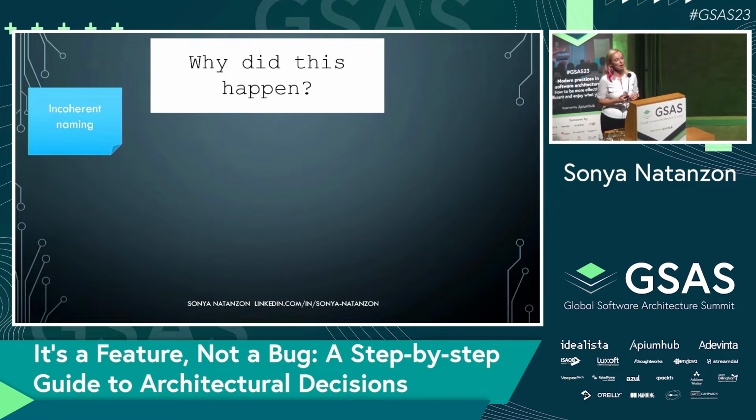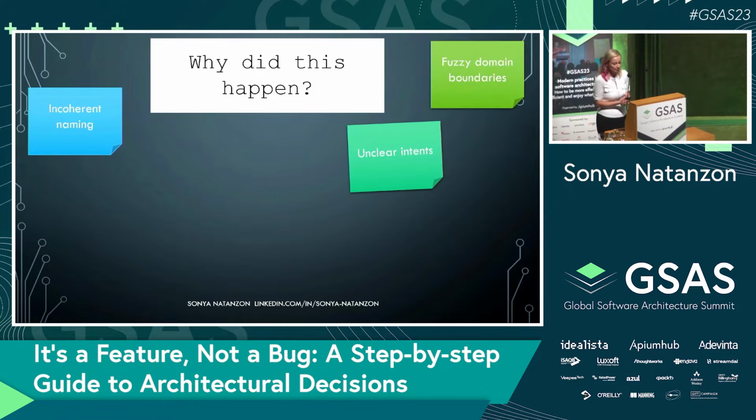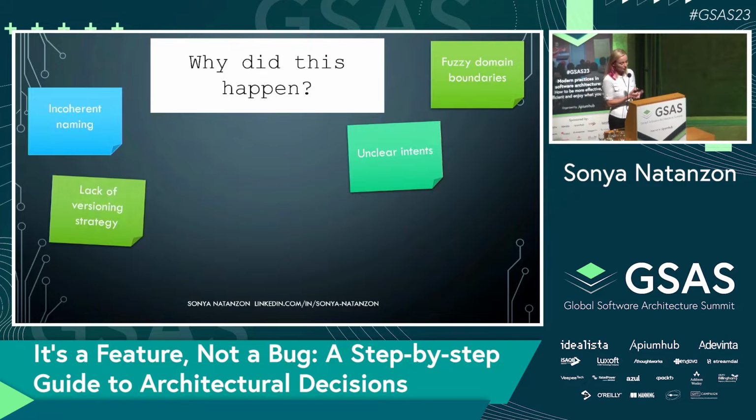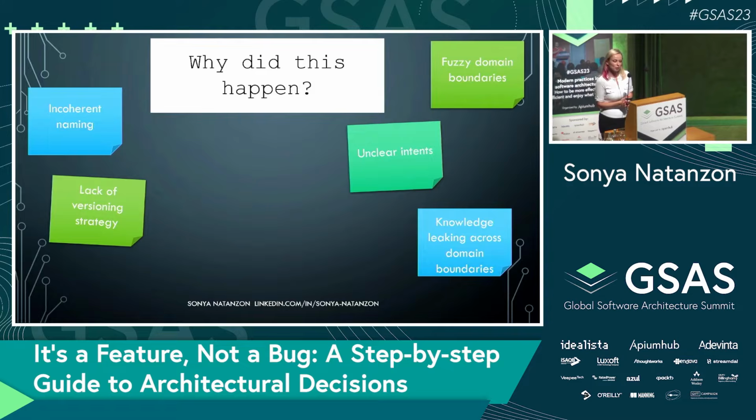That's a hard one. We can talk about what that means to test these types of things in a healthcare setting. How about this one? Unclear intents. One domain intended something. How did they show their intents and record them? Entirely unclear. Fuzzy domain boundaries. Maybe one domain is doing something it shouldn't. Maybe we should move it in a different domain. This is a good one. Lack of versioning strategy. Had no idea how we were going to version these things. Knowledge leaking across domain boundaries, for sure. There's implied things that are leaking.